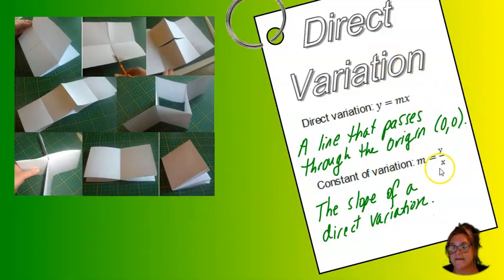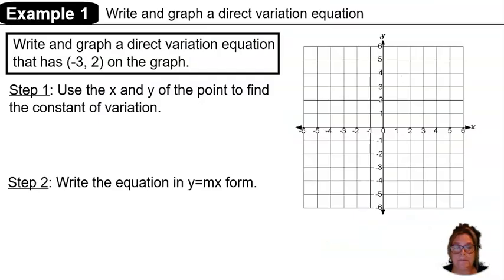The constant of variation is the slope of that line passing through the origin. And because the x1, y1 is 0, 0, then when we find the difference in the x's and the difference in the y's for the slope, we end up with y over x. Okay, and that vocabulary constant of variation is just referring to the slope of a direct variation.